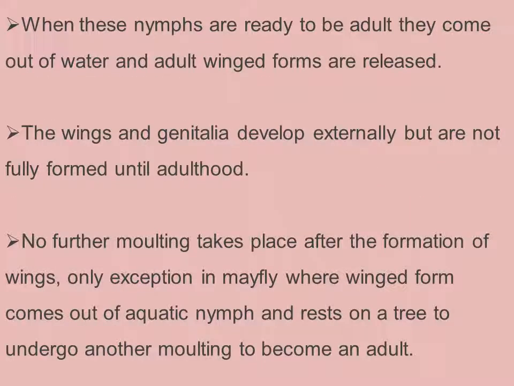When these nymphs are ready to be adults, they come out of water and adult winged forms are released. The wings and genitalia develop externally but are not fully formed until adulthood. No further molting takes place after the formation of wings, the only exception being the mayfly, where the winged form comes out of the aquatic nymph and rests on a tree to undergo another molting to become an adult. Except in the mayfly, in all other forms, that is the dragonflies and damselflies, no further molting takes place once the wings are formed.